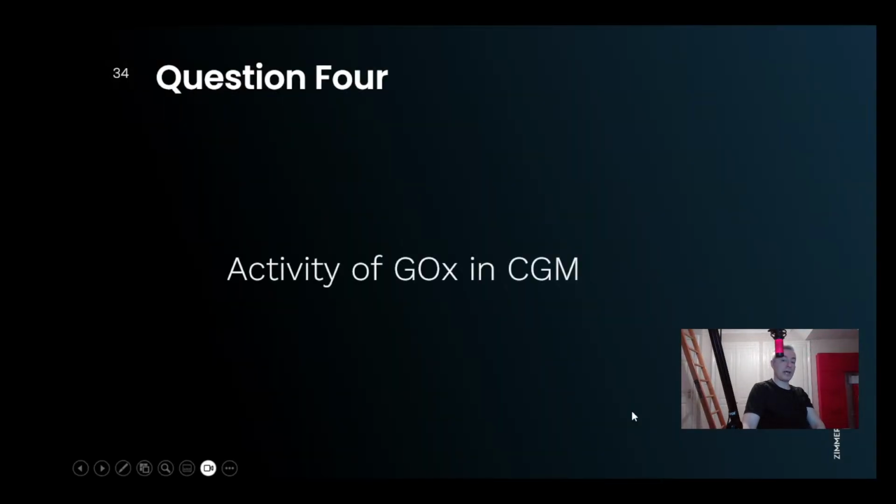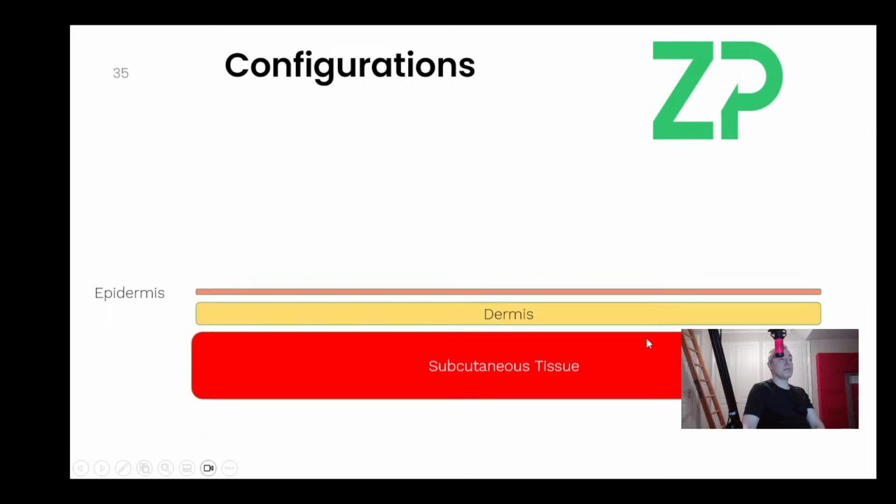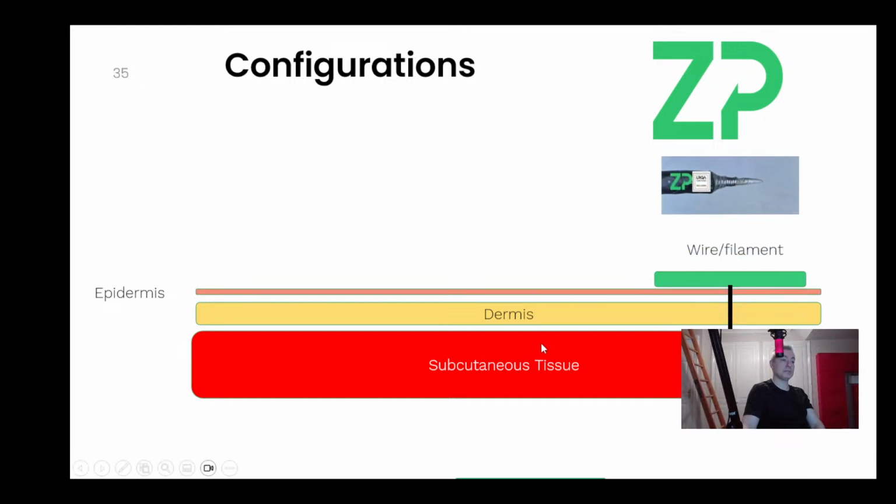Question number 4 is about activity of GOX in CGM, continuous glucose sensors. It's interesting, because Ali's talked about this in some of our conferences about wearable sensors. At ZP we have many configurations for wearable sensors. I think the ones that are most advanced with us are our wire filaments. Our microneedles are extremely advanced.